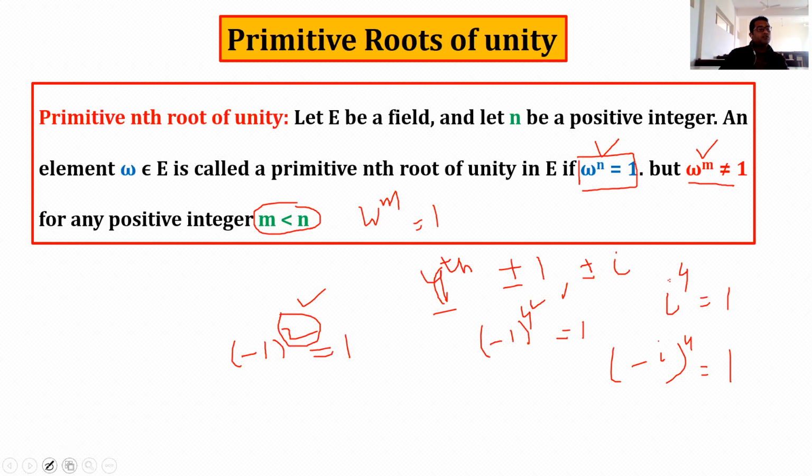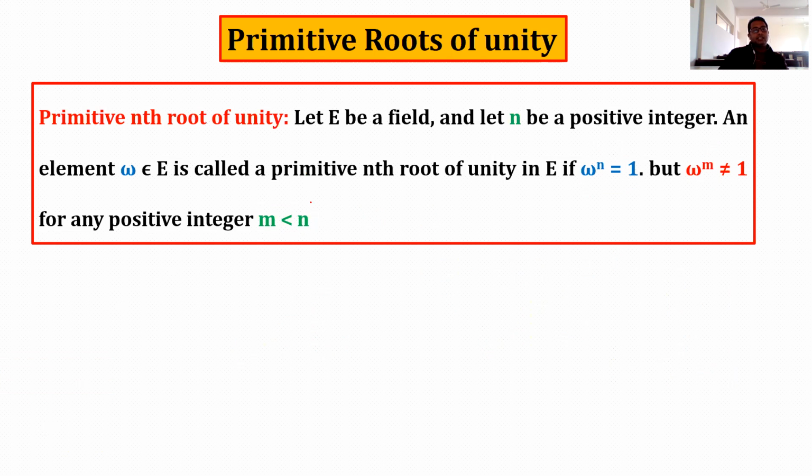But 1 or minus 1 are not primitive fourth root of unity. Yes, they are fourth roots of unity, but not primitive. So this is the distinguishment between primitive nth roots of unity and non-primitive nth roots of unity.